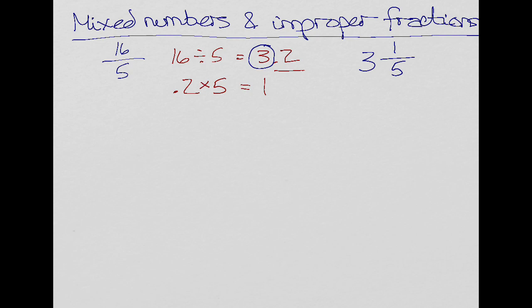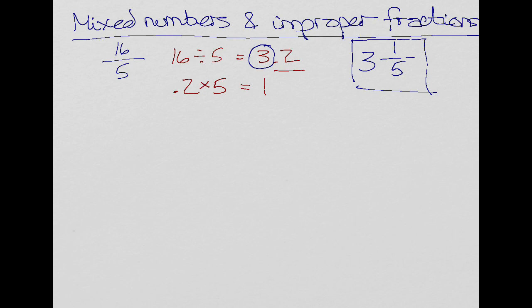16/5 is the same thing as 3 and 1/5, and I can picture that a little bit easier than I can picture 16/5. So we can change an improper fraction into a mixed number that has a whole number part and a fraction part. If we can do that, we can go the other way.